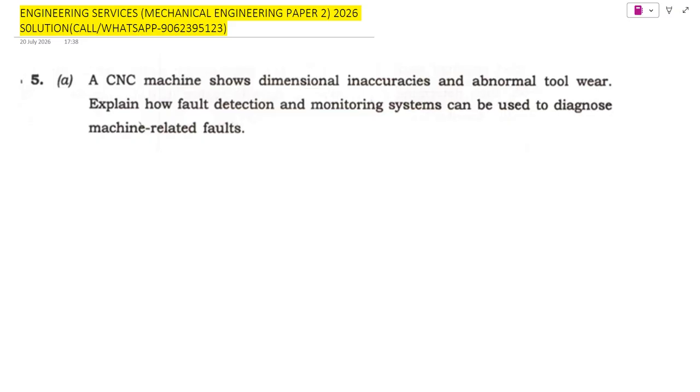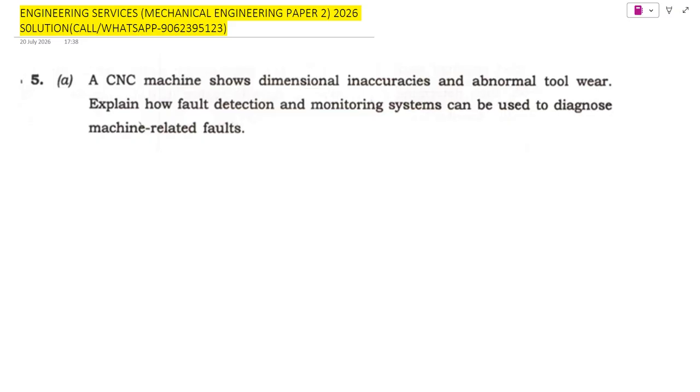Fault detection is the process of identifying that an abnormal condition exists in the machine, and fault monitoring is the continuous observation of the machine parameters to detect the faults at an early stage. And these systems use various sensors and the CNC controller to continuously monitor the machine health. And the monitored parameters include the spindle vibration, temperature, motor current, cutting force, servo position error, and lubrication condition. So whenever these values exceed the permissible limit, the system generates an alarm or warning.